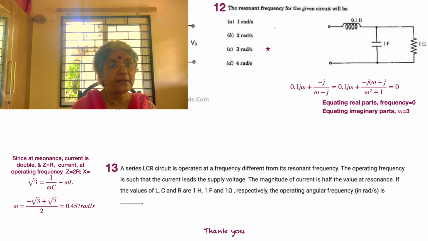That is created out of two quantities. One is 1 by omega C, and another is 1 by omega L. They act in opposition to each other, but the predominant component is capacitance, because the current is leading. So 1 by omega C minus omega L is equal to root 3. You can find out omega from here by multiplying throughout by omega C. C is 1, L is also 1, and then solving, you see that omega is equal to 0.457 radians. As simple as that.